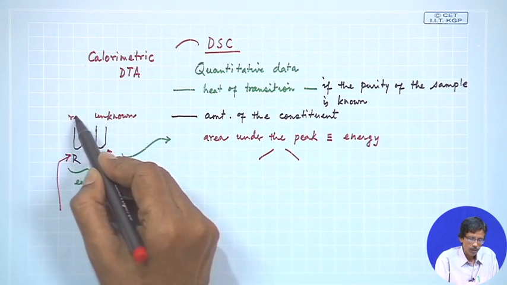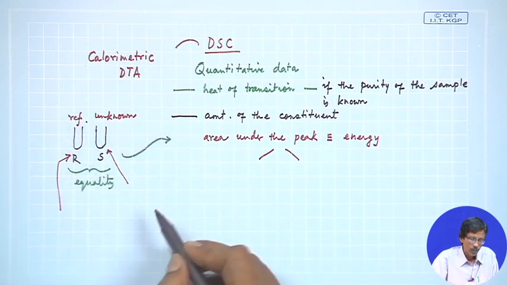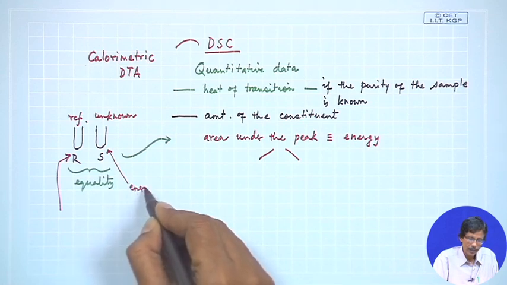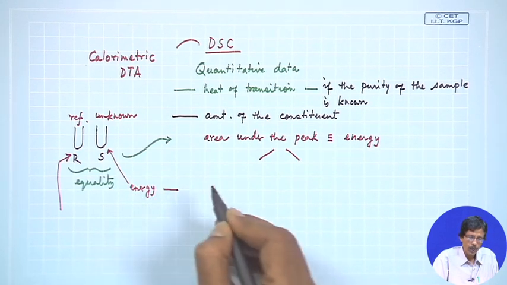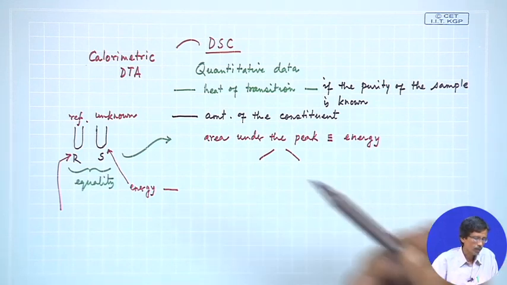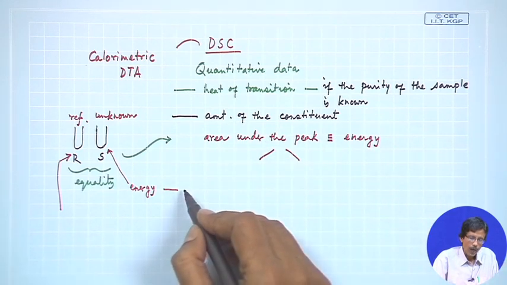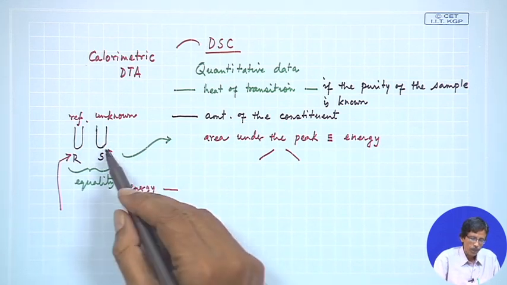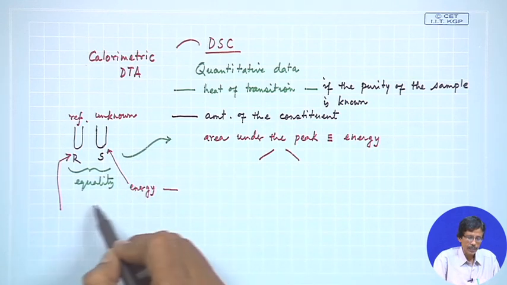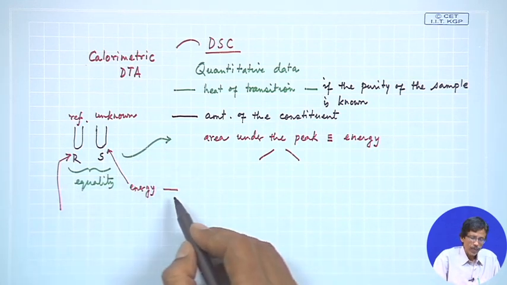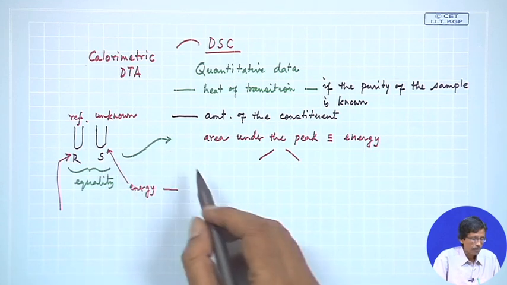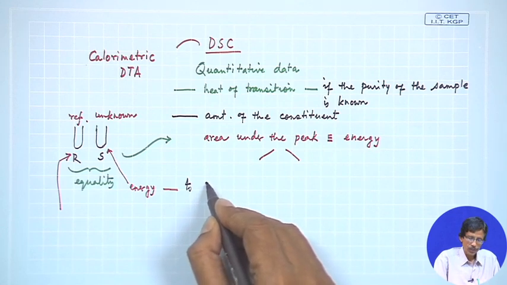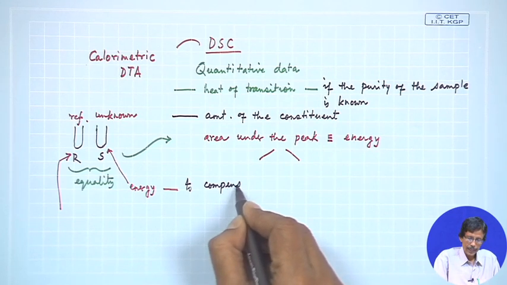This is our reference material. So, if we put energy to the unknown only, that means energy is being supplied to the unknown sample we are monitoring. So, why? Because if it is an endothermic process, to compensate, we have to keep these two temperatures very close by. So, energy should be supplied to your sample to compensate any endothermal event.